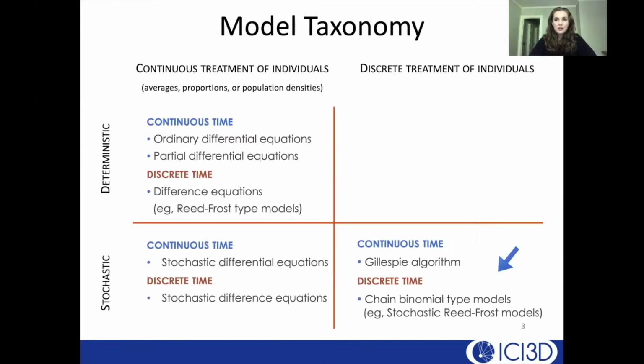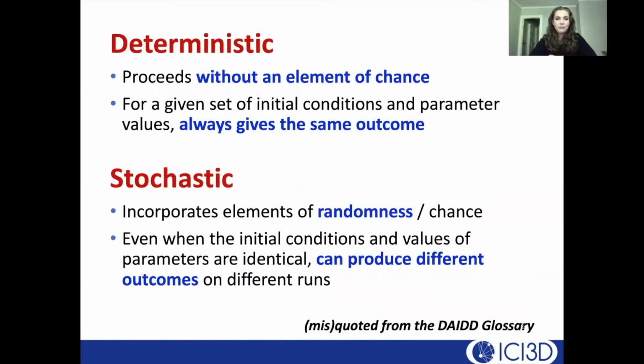Just to locate ourselves on the model taxonomy. So today we're starting with discrete time chain binomial type models, Reed-Frost models. But before we jump into the stochastic Reed-Frost, we're going to start with the deterministic version to lead us into the stochastic version. And before we do that, we should probably talk about what deterministic and stochastic mean.